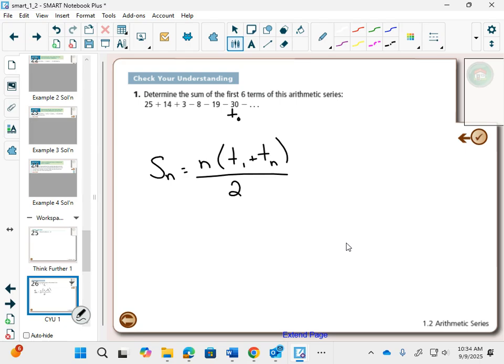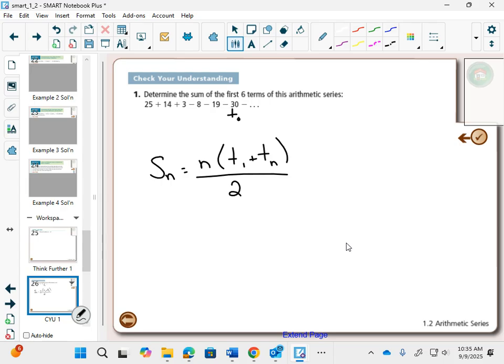this formula because I know the last term that I want to add up. I want to add up the first 6. I know the 6th term, so this formula makes sense. The other formula will give you the exact same answer. It's not wrong to use. It just has more things to plug in, so it's a little bit longer, but not bad.